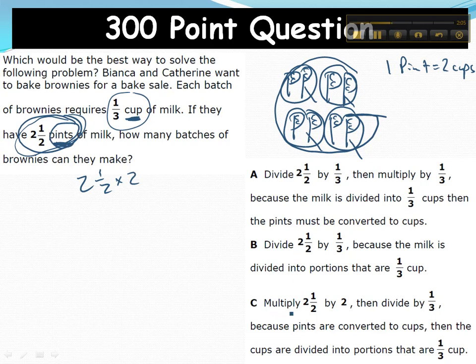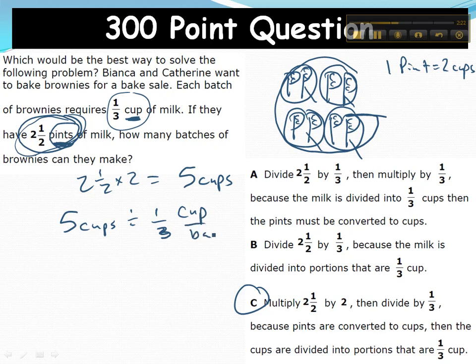But the correct answer in this case is answer choice C, because it says to multiply 2.5 times 2. That's what we need to do to find the number of cups, 5 cups. Then we take that 5 cups divided by 1/3 cup per batch to find the number of batches we can make. Okay, next problem, problem 8.